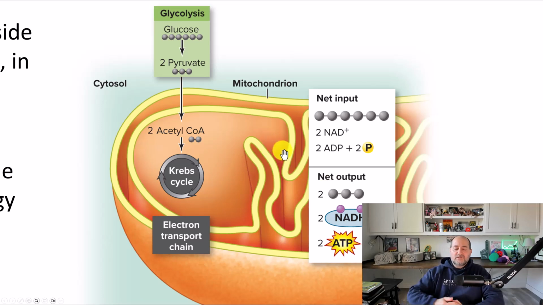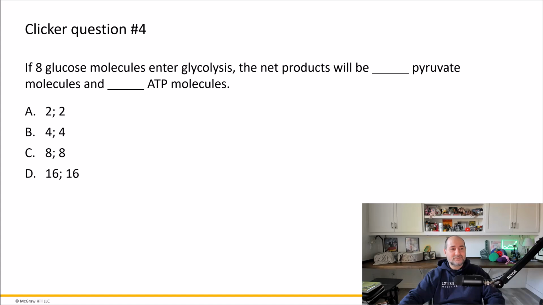For biology for non-science majors, what would I want to know? I would want to know glycolysis occurs in the cytosol or the cytoplasm. Glycolysis requires glucose. Glycolysis results in an output of 2 molecules of pyruvate, 2 NADH, and 2 net ATP. And this leads us to clicker question number 4. Let's answer this together. If 8 glucose molecules enter glycolysis, the net products will be how many pyruvate molecules and how many ATP molecules? Okay, so let's think about this together.